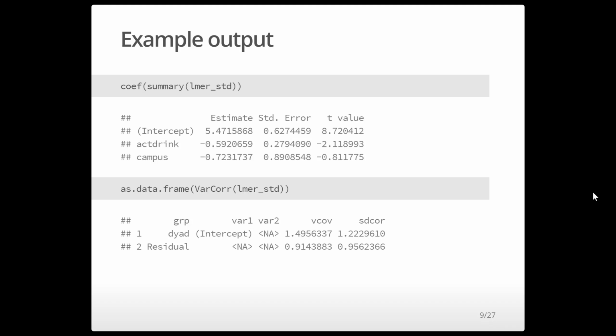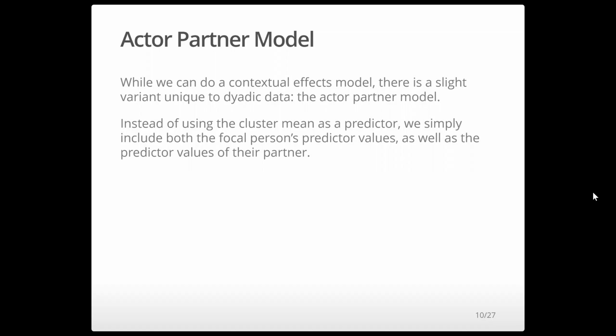And here's the output. Again, nothing too new. We have our fixed effects, we have our random effects, all pretty standard stuff. So an interesting twist in dyadic data is that instead of contextual effects, the way we have learned about them so far, we can actually have what's called the actor-partner model, which is a slight twist.